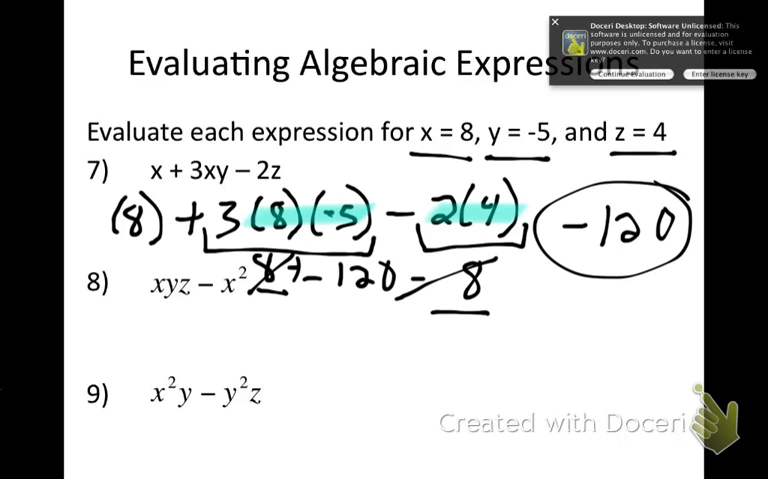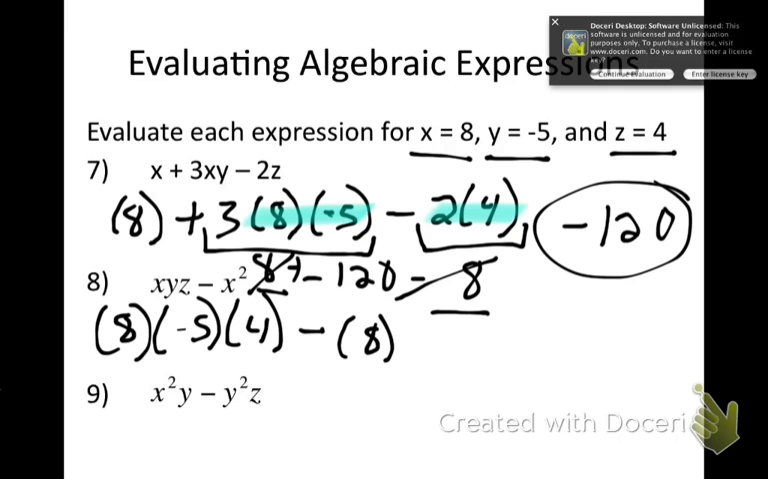Okay, number 8 here. I have xyz minus x squared. So I have xyz minus 8 squared. Again, this first part here, what's a way I can multiply those mentally? Okay, again, I can do the same way there. 8 times negative 5 times 4 would get me negative 160. Nice job. So I get negative 160 minus 8 squared is what, Reagan?